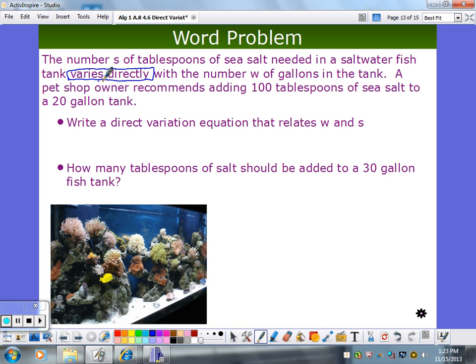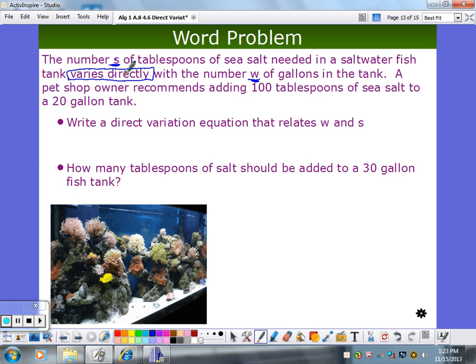Word of caution, there are other words that mean varies directly. You might see varies proportionately. There are other words that mean the same thing. And then you have to figure out, well, what's varying directly with what? So let me read it again. It's saying the number S of tablespoons of salt is really varying directly with the number W of gallons of water, right? So let's see if we can read this more simply. Salt varies directly with water. I'm making it as simple as I can.